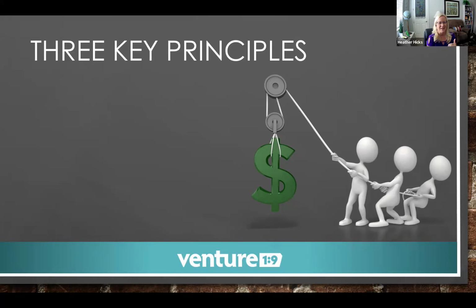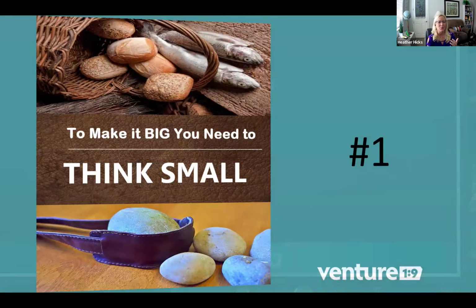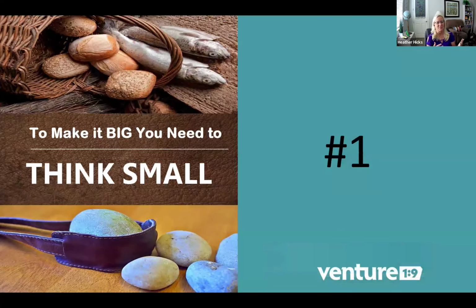It isn't just that it's done automatically. That does help, and that saves them time and saves you time. That's important, but that's not really the big win. These principles are what are going to make your monthly recurring program truly powerful, and in many cases irresistible. Love that. So here we go. First one is, to make it big, you need to think small.